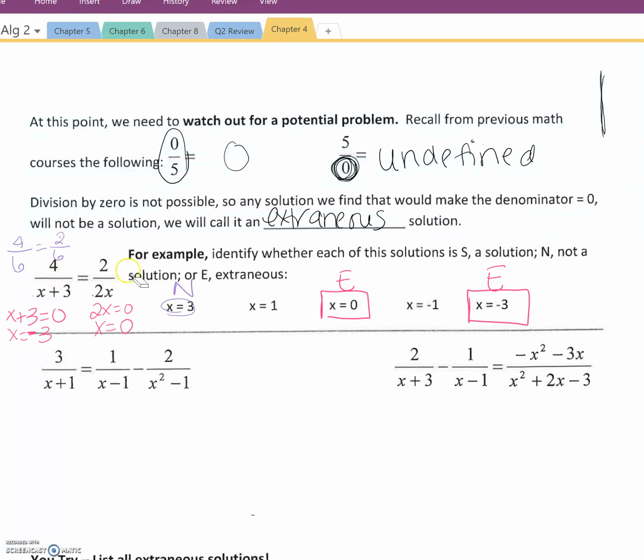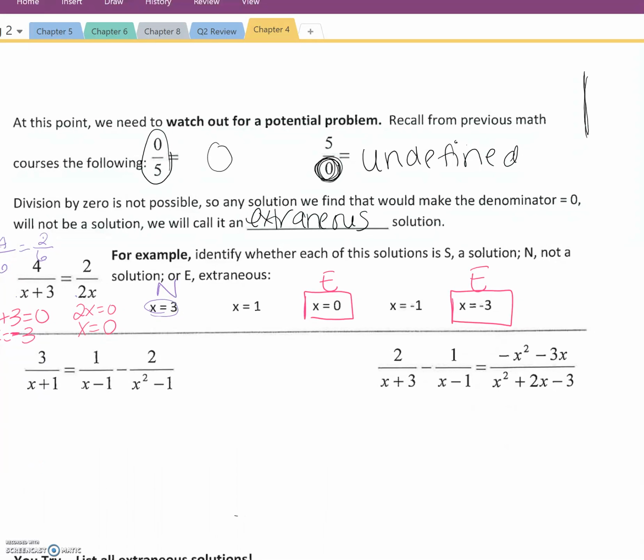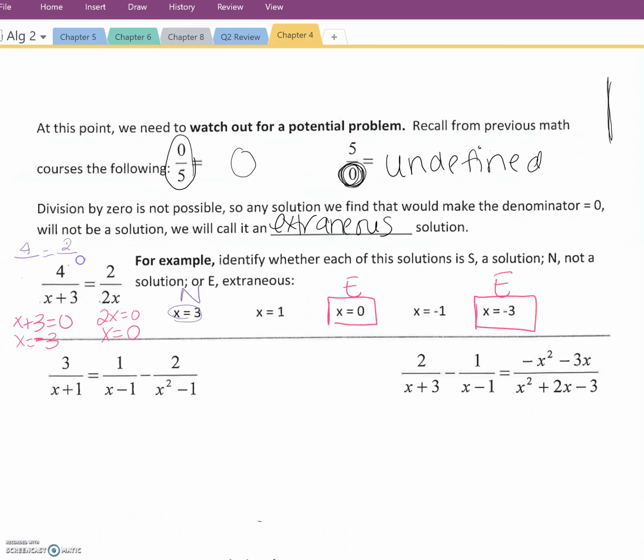If I went in here and used 1 as my value, I would get 4 and 2. Well, that makes sense. So this is a solution. And I also have to test out negative 1. So 4 over negative 1 plus 3 is positive 2. But 2 over negative 2 does not equal the same thing. So this is not a solution. So your only solution is x equals 1.